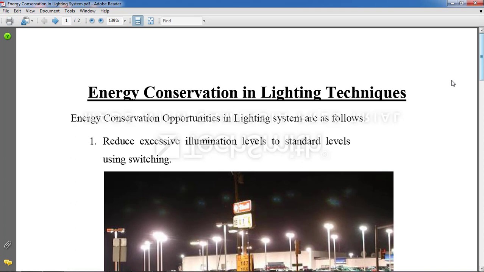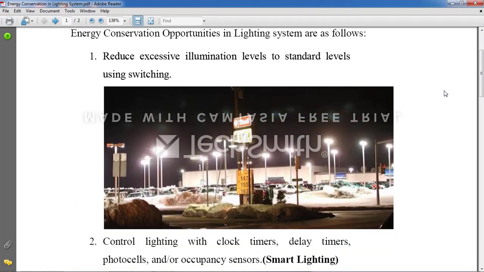So we will start with one point. Here is the first point: reduce excessive illumination level to standard level using switching. Now you can see in this picture an image of a parking lot, right? In this parking lot you can see many sources of lighting which are unnecessary. If you look at this image, it is clearly observed that there is over-lighting. Over-lighting means the shadow of one light source falls on another.